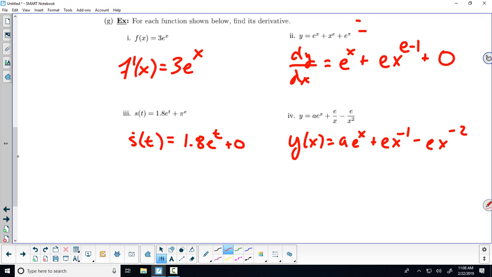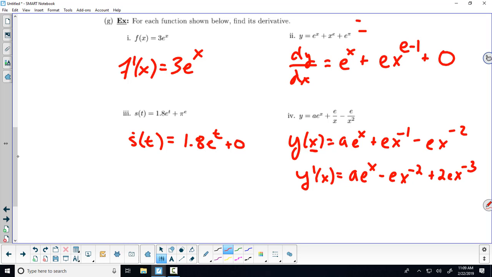Okay. All right, now let's take the derivative. Y prime of x is equal to a e to the x. Why did this a just come along for the ride? Because it's understood to be a constant, because what's our variable? X. Okay. Minus e x to the minus 2 plus 2e x to the minus 3.